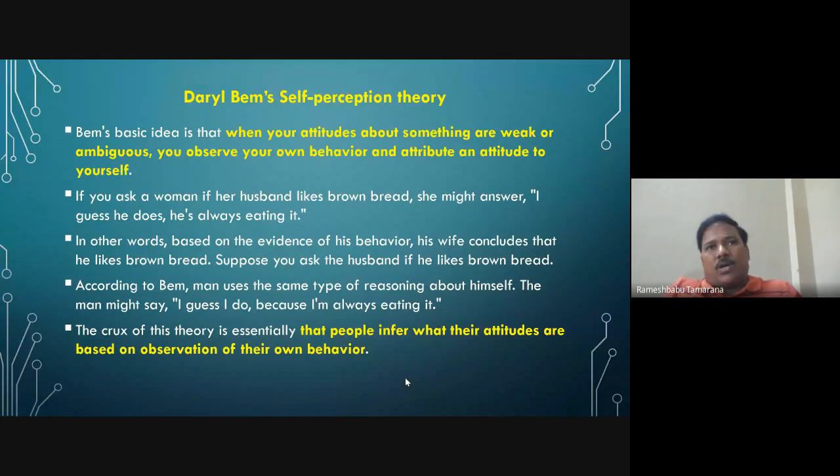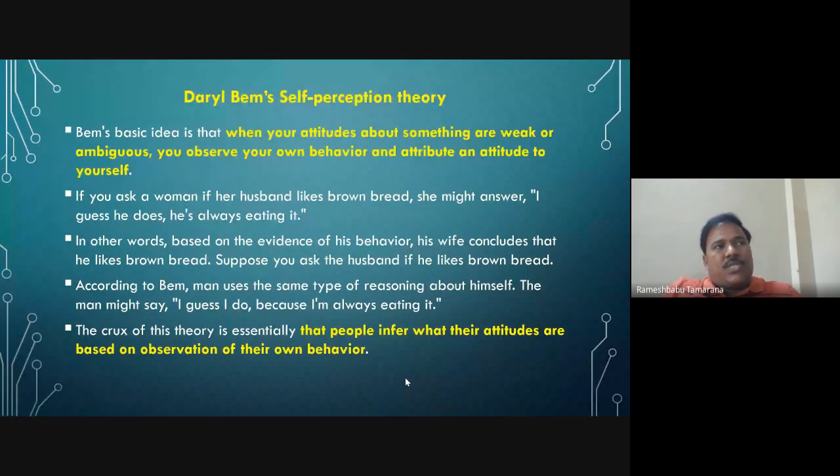So the individual may not like the breakfast, but every time he or she is eating it, you ascribe that because he is eating it regularly, he might like it. In other words, based on the evidence of his behavior, his wife concludes that he likes brown bread. Suppose you ask the husband if he likes brown bread. According to Bem, the husband also thinks, "I guess I do because I'm always eating it." So he also attributes this to himself. This is the self perception theory.